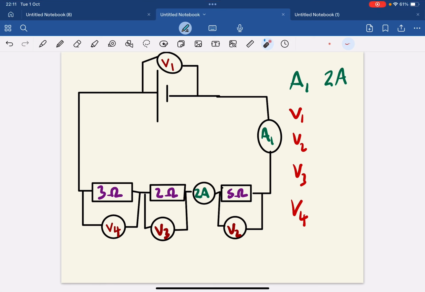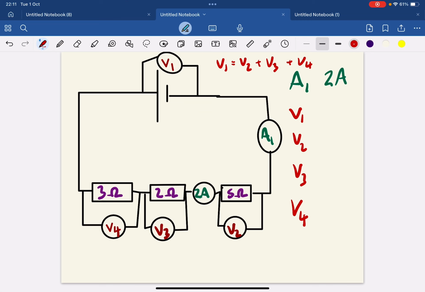Now we want to work out V1. Here, that's our total resistance. So the knowledge that we have, that we're going to have to use to do this, is that V1 is equal to V2 plus V3 plus V4. So how do we work out V4, V3 and V2?